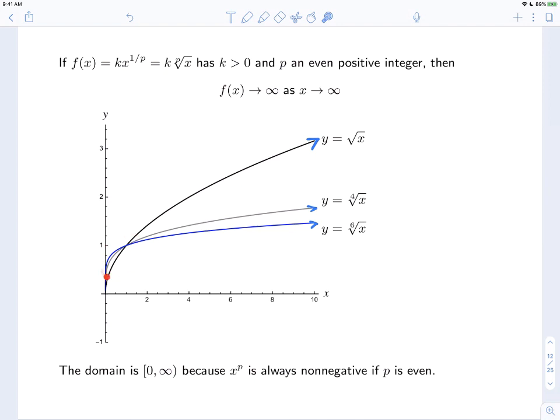Now, you notice that they all intersect here. This is actually at the point (1, 1). They all intersect at the point (1, 1). So this is 1 right here. So you'll notice that everything swaps at the point (1, 1).